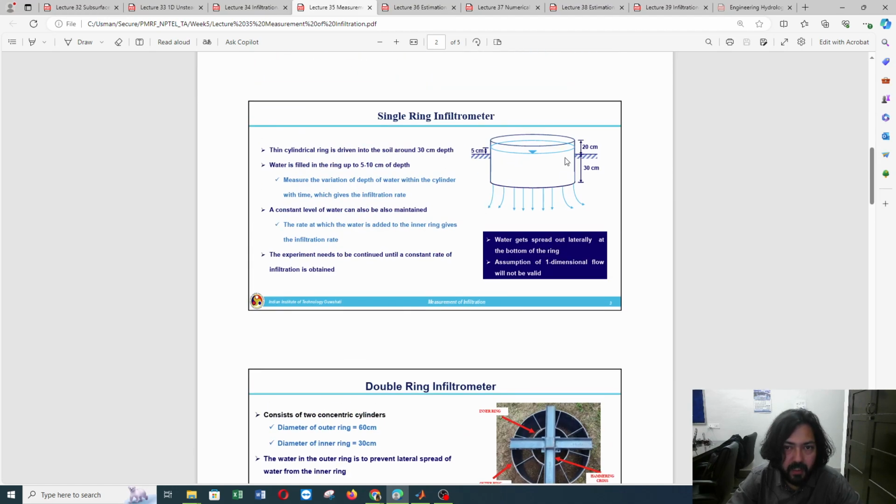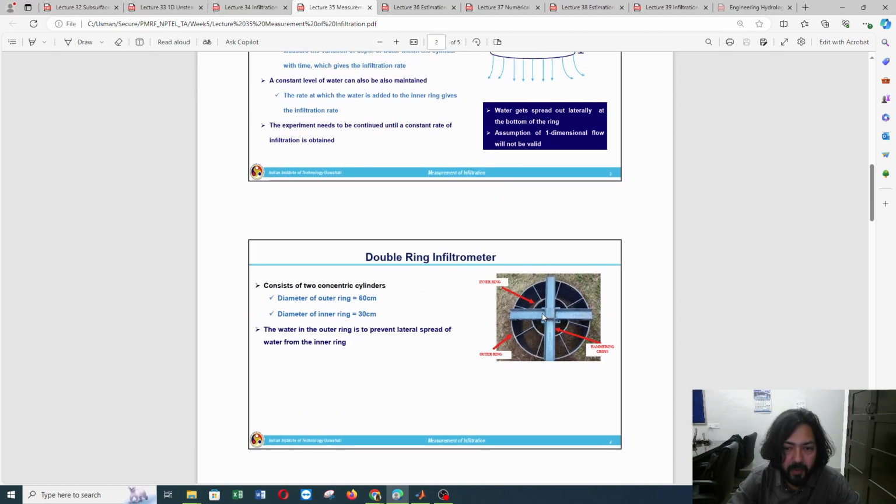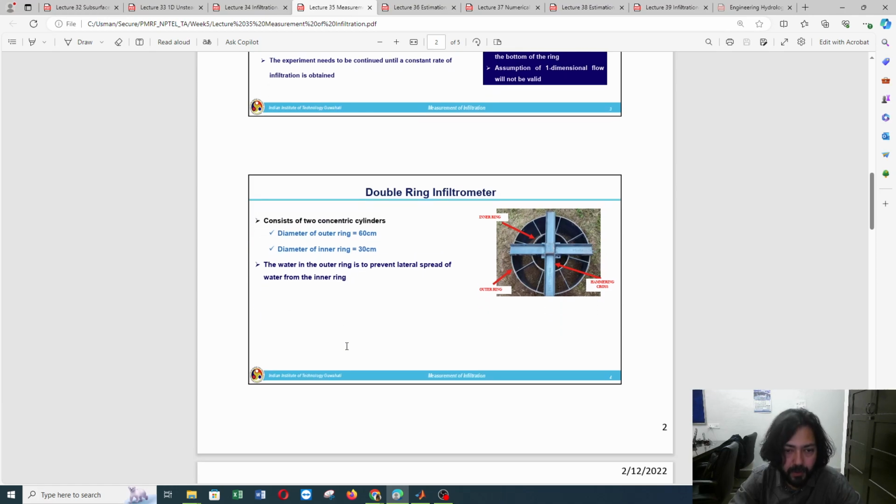But there is only a single ring here, but when we look at this instrument, there are two rings, right? The first ring here is inside, which is 30 centimeters, and there is an outer ring which is 60 centimeters. Why are we using this outer ring? Because we want to prevent the lateral spread of water from the inner ring. Obviously there will be some spread from the inner ring to the outside soil, and that is what we want to prevent here. So in order to do that, we are providing another outer ring also.